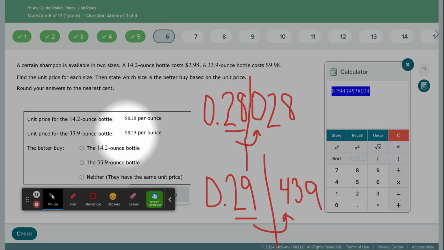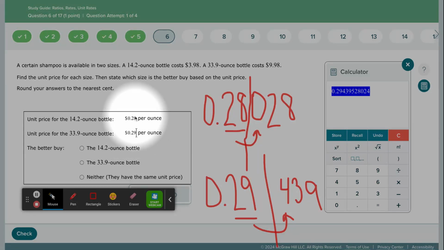Okay. And then the last part is kids will get all this and then they're like, which one's the better buy, Miss Newald? Well, what do you want to do? When you go into a store, do you want to pay 28 cents for something or 29 cents for something? You just want to go for whatever's cheaper, right? Is it cheap by much?